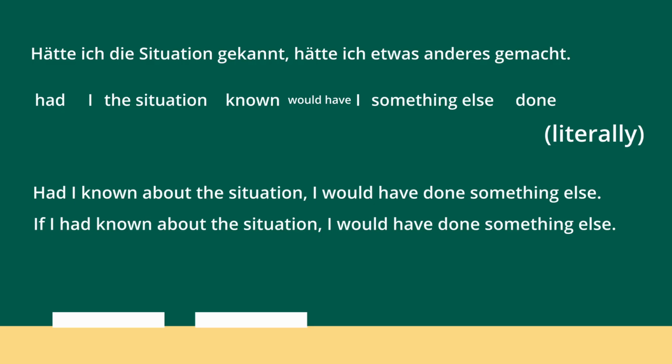And some conditional sentences, we can also say that in English. For example, had I known about the situation, I would have done something else. So the first hätte is also in the first position because it's a conditional sentence. Also, if it's too complicated again, just put it somewhere.